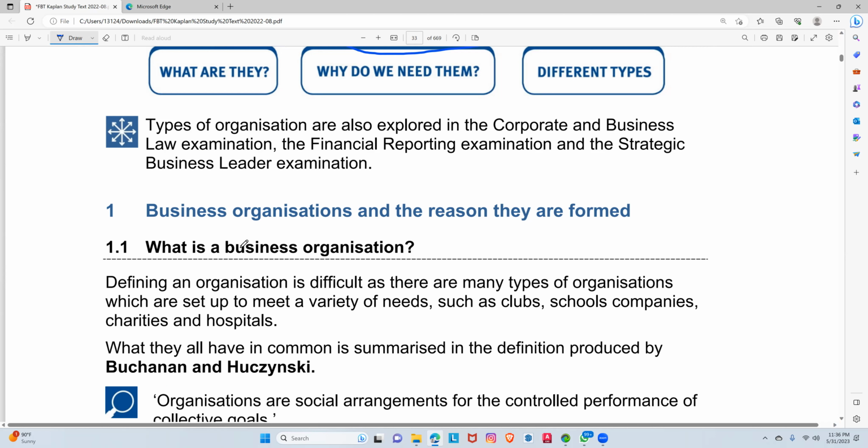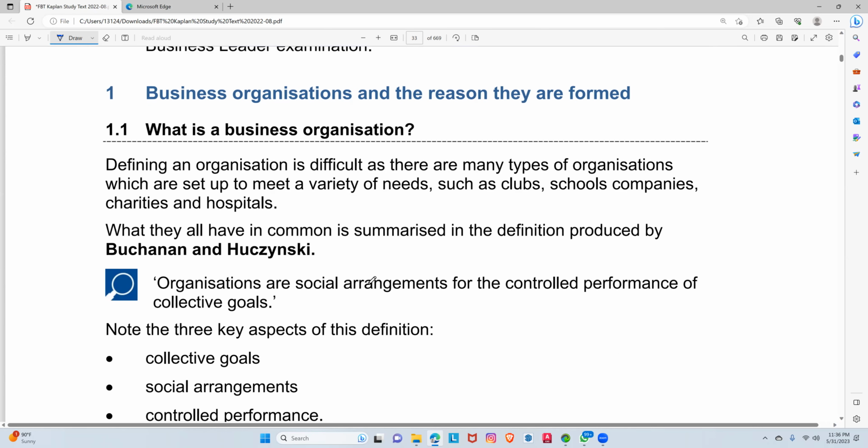Write it down, make short notes of it. What can be an organization? Who are having social arrangements for controlled performance of collective goals. That's what is written in the material. But what do you guys understand from it? Anything we can manage. A team working out to manage something. Yes. All people in a team working out to manage stuff.